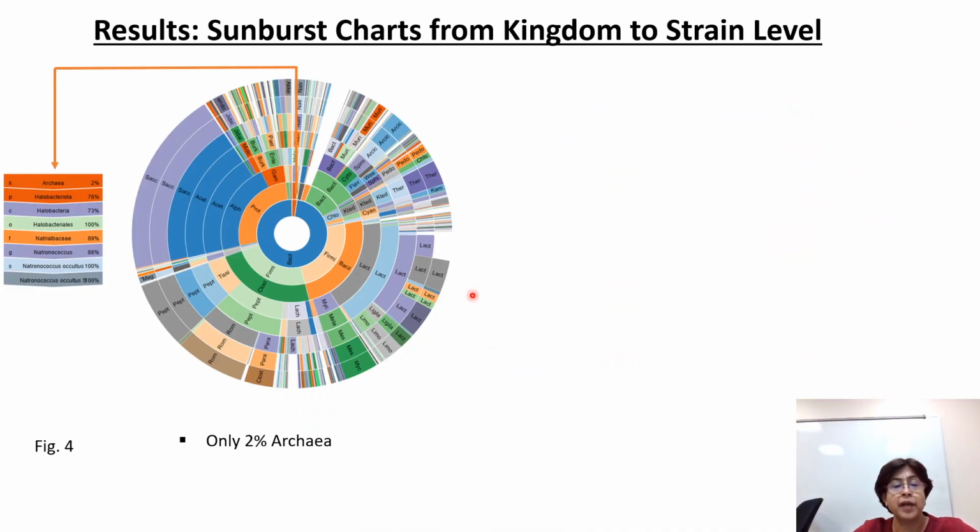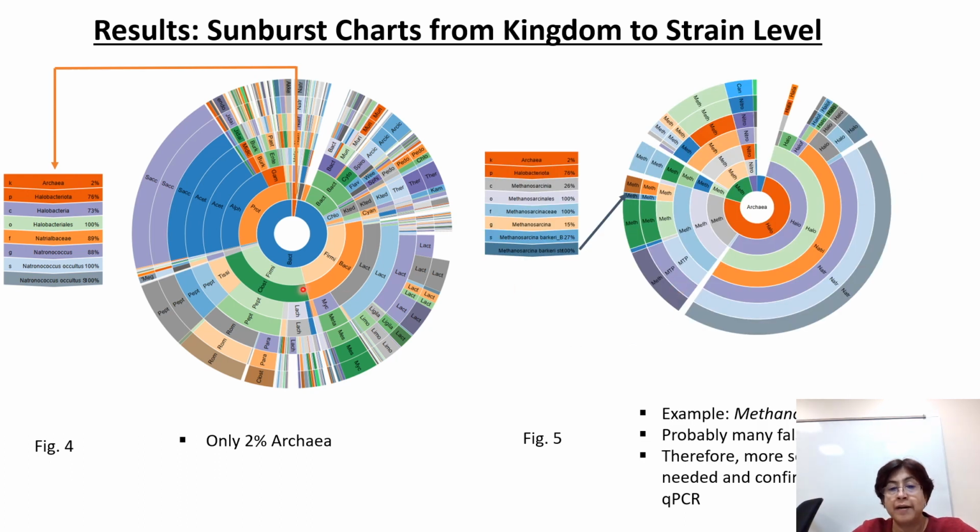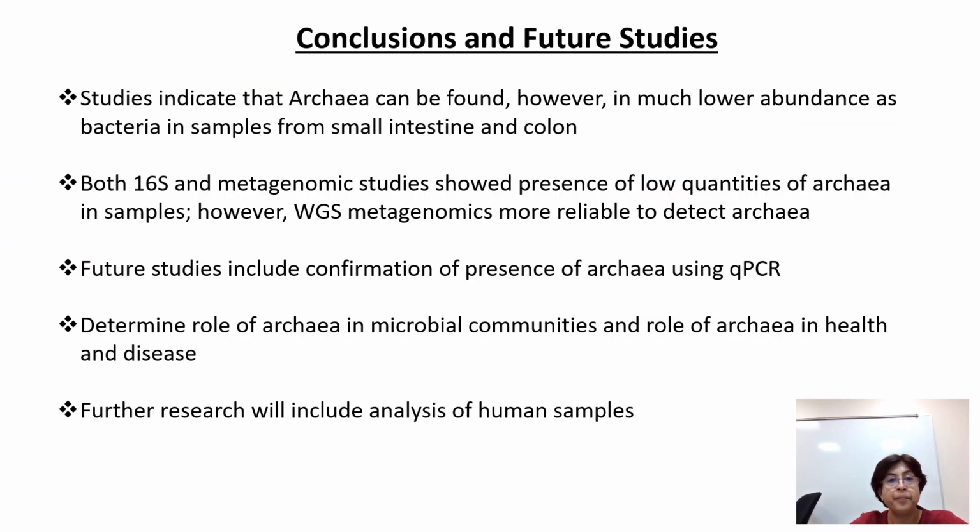Figure 4 shows a sunburst chart that shows taxonomy from kingdom to strain level. Blue color indicates bacteria, orange color represents archaea, and archaea make up only about 2% of the entire microbiome. Figure 5 is that 2% elaborated and shows archaea and the diversity of archaea.